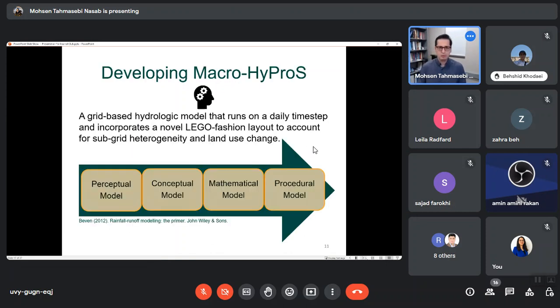Now, whenever you're developing a hydrologic model, you need to consider several models that have different names. This classification is from Professor Keith Beven, in the beautiful book Rainfall-Runoff Modelling. You have different models. A perceptual model is what you understand from the hydrologic cycle in your area. Conceptual models are those boxes that can be connected to each other, surface to groundwater, and so forth. A mathematical model is what type of equations you need to use to model these connections. And a procedural model is your code, the program that you write in different software packages or in Python, Fortran, and so forth, to model all these mathematical equations. So this is the process that you need to go through to develop a hydrologic model.